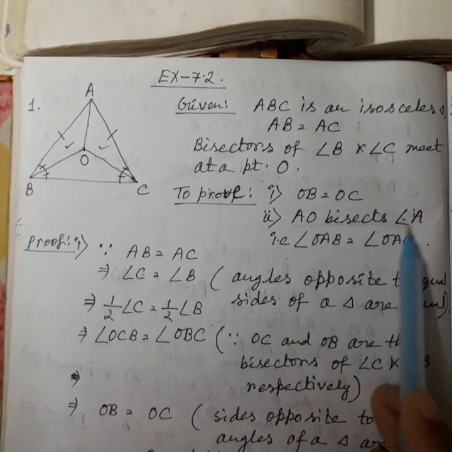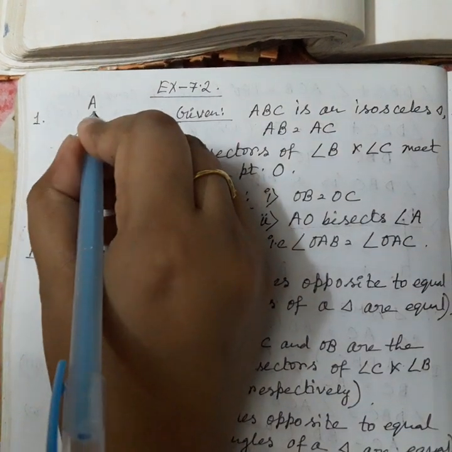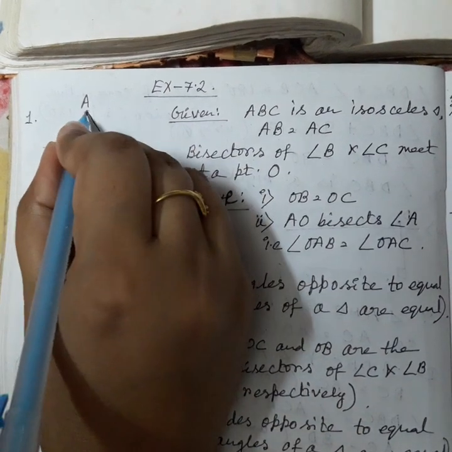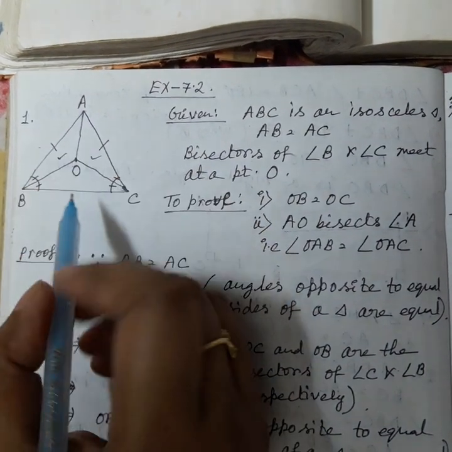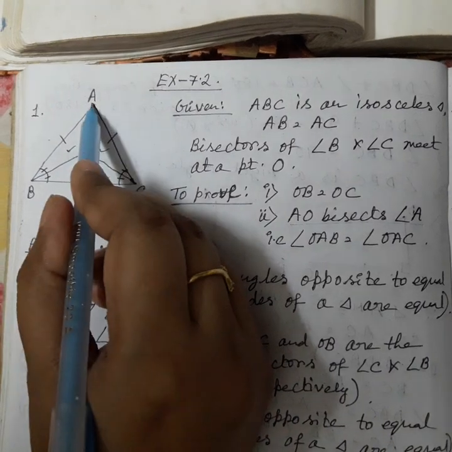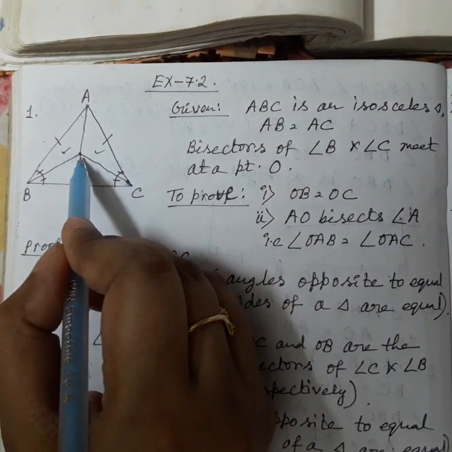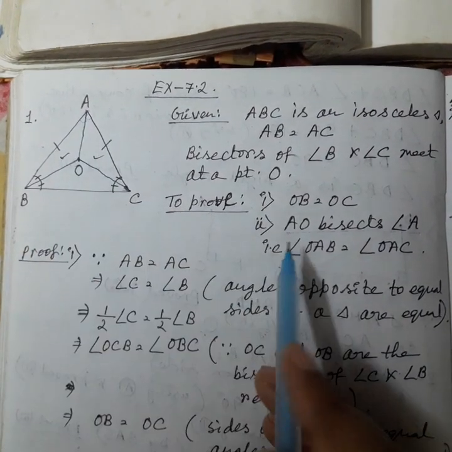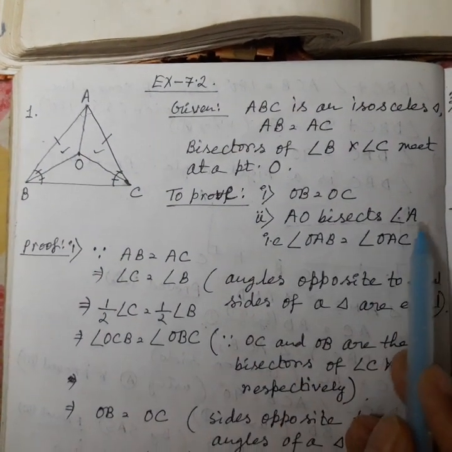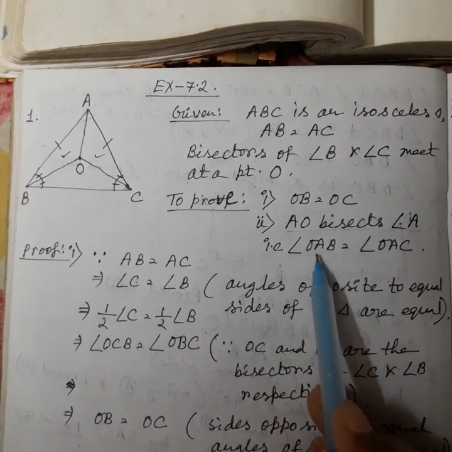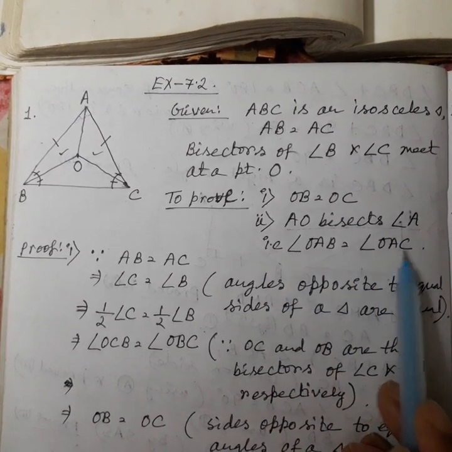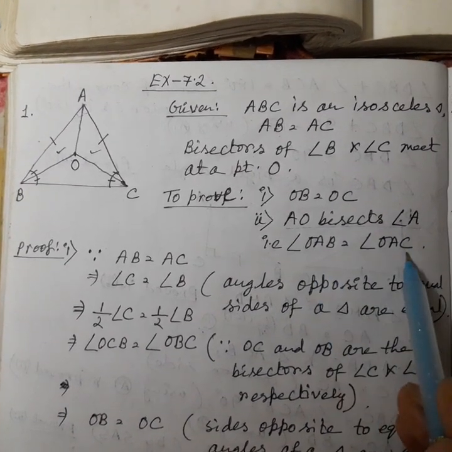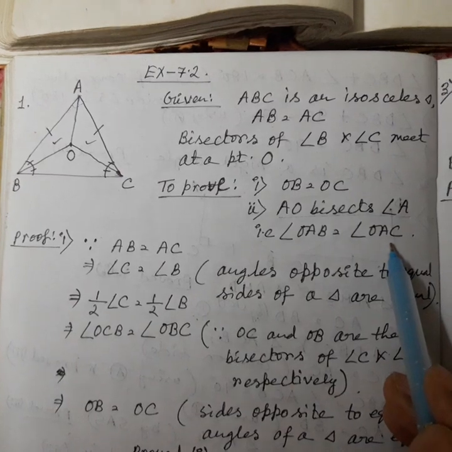AO bisects angle A means what? This line divides angle A into two equal parts. That means angle OAB is equal to angle OAC; these two angles are equal, you have to prove. That's why I have written AO bisects angle A means you have to prove angle OAB equals angle OAC. A statement we cannot prove directly; we always have to make an equation from the statement so that we can easily prove it.